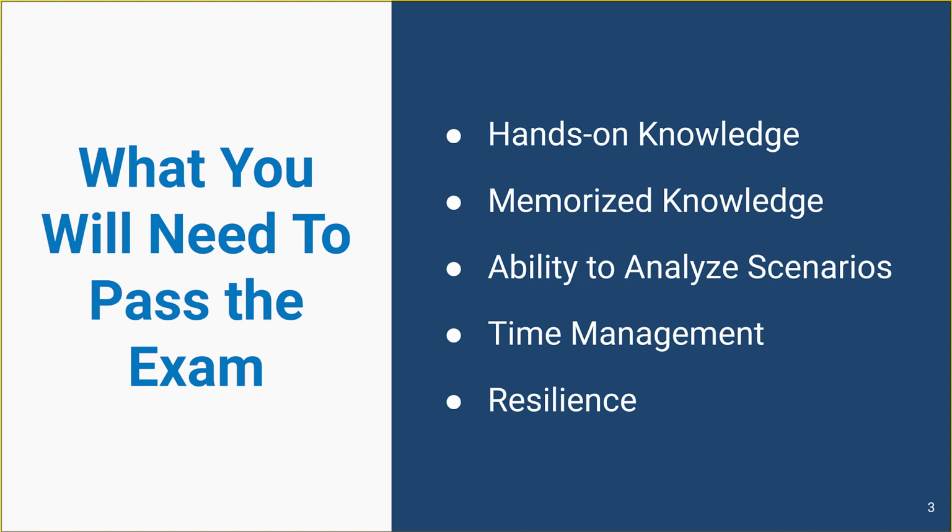Moving on to time management. Per the exam guide on Trailhead, you'll have 105 minutes to answer 60 multiple choice questions and score 65% or better. In other words, you need to get 39 out of 60 questions correct. That works out to 1 minute and 45 seconds per question. Now this sounds like a lot of time.